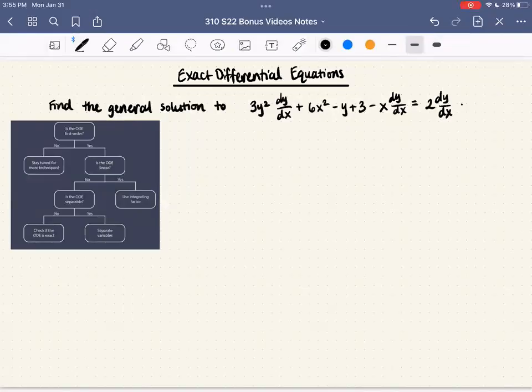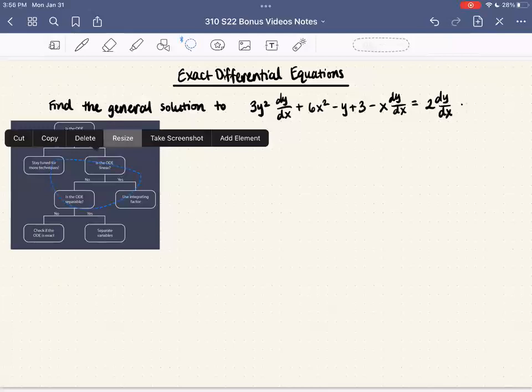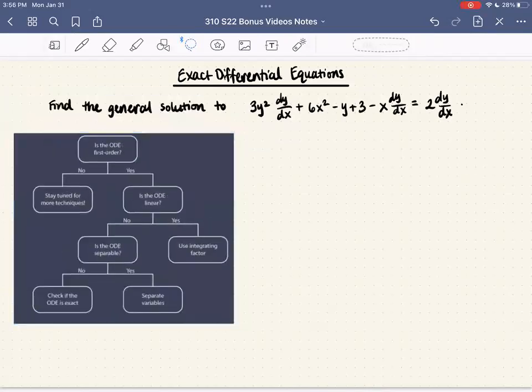We're going to find the general solution to this differential equation. Now, I have the title in here, exact differential equations, but I want us to practice deciding what method we're going to use to solve a differential equation, in case we ever encounter one outside of the context of a certain topic. So let's look at our flow chart over here. It might be a little bit hard to see, but hopefully you can still read it. I'll make it a little bit larger for the sake of the beginning of this video.